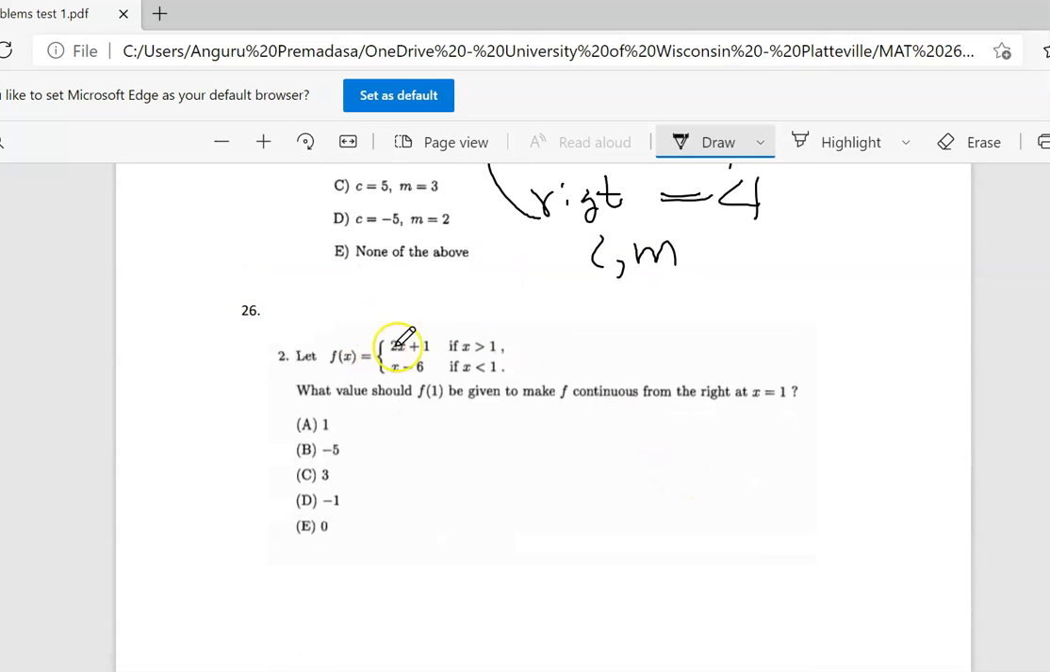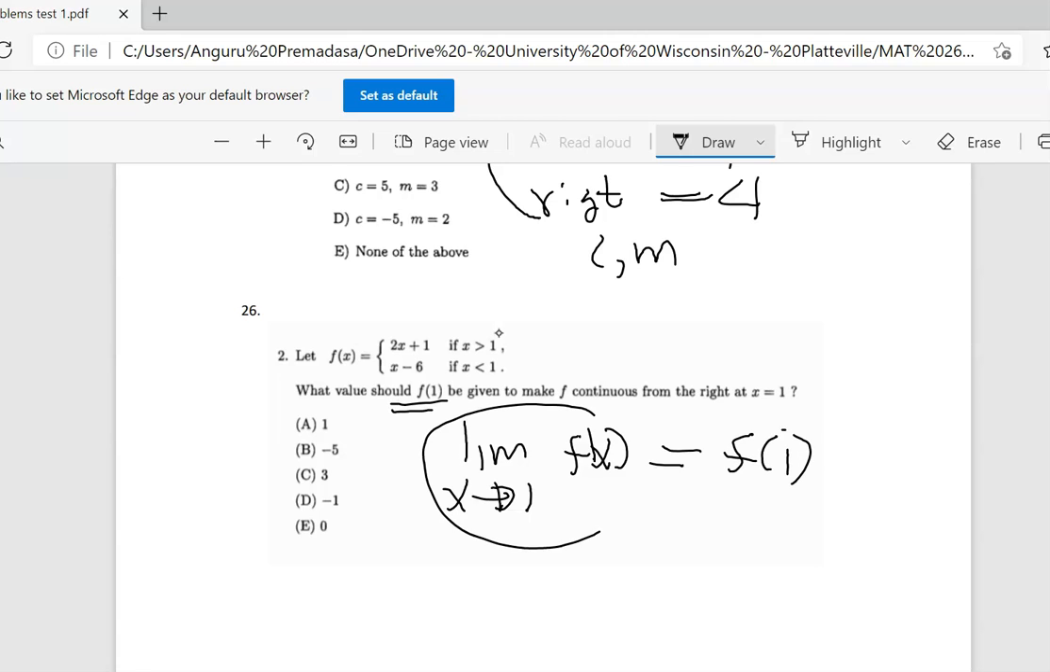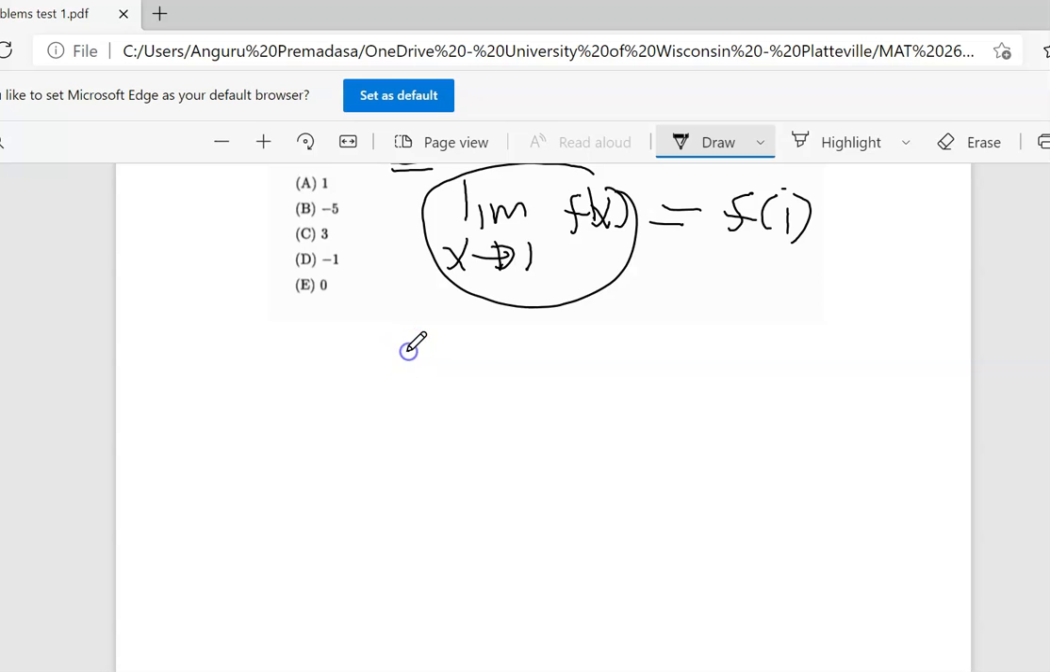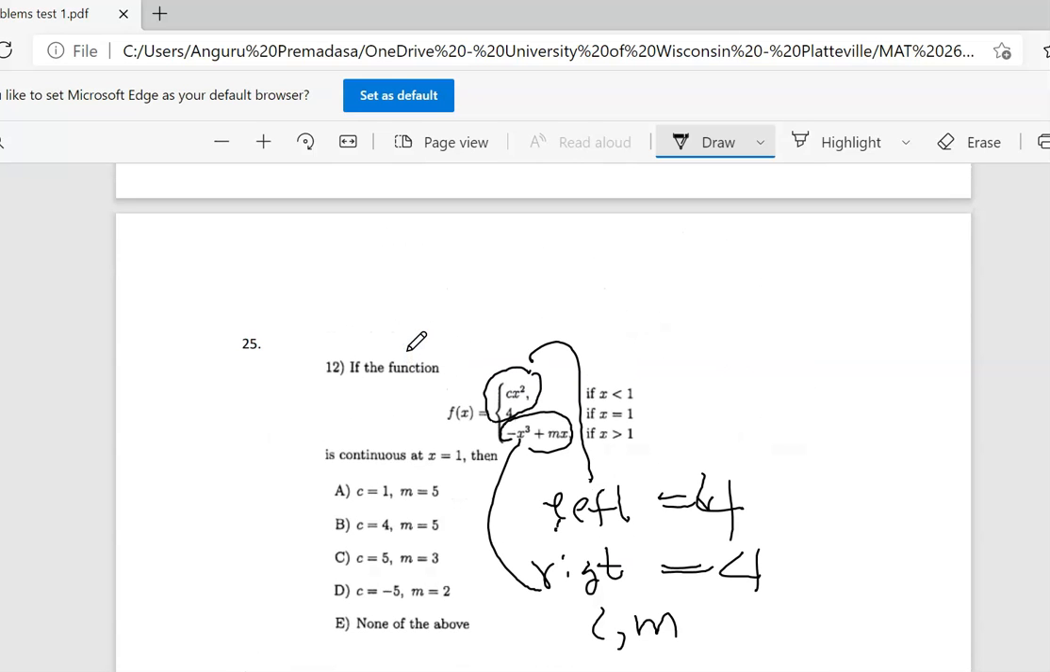Once again here, you need to find the limit of this function. At 1 is the only critical point, the only important point. So the limit at 1, which you can find by setting the left limit equal to the right limit, has to be equal to the value at 1. If you find this limit by taking the left limit and the right limit and set it equal to 1, you can find f(1). That is a good quick review.